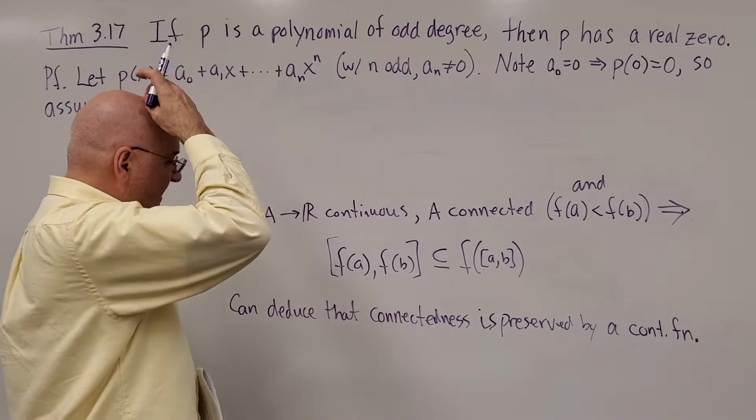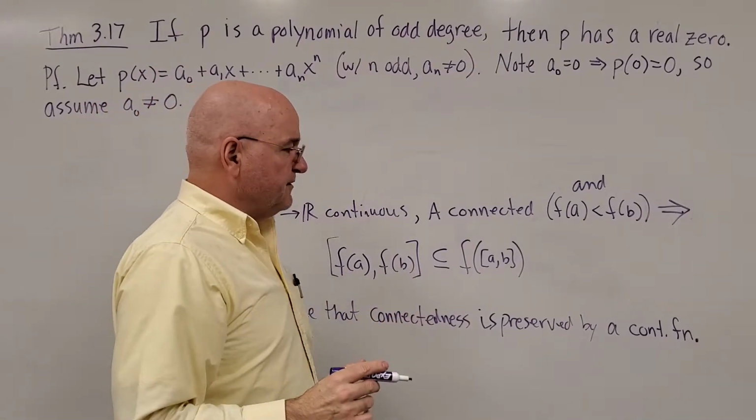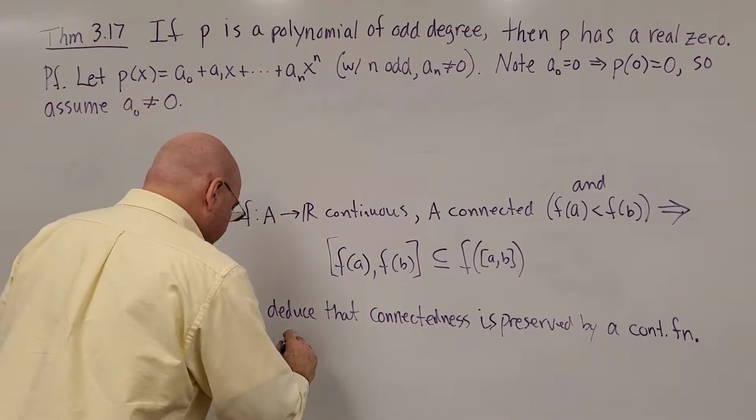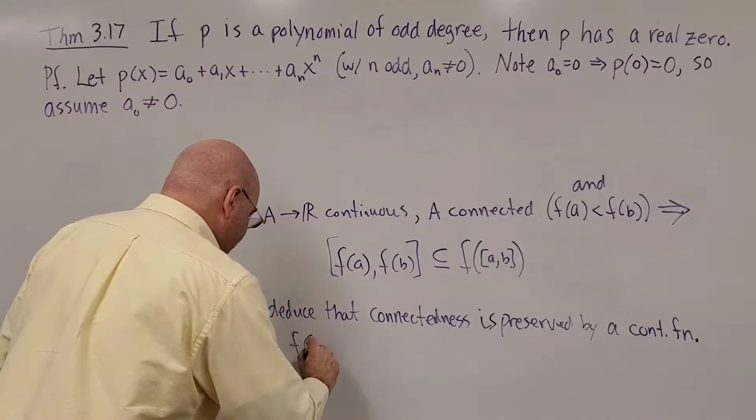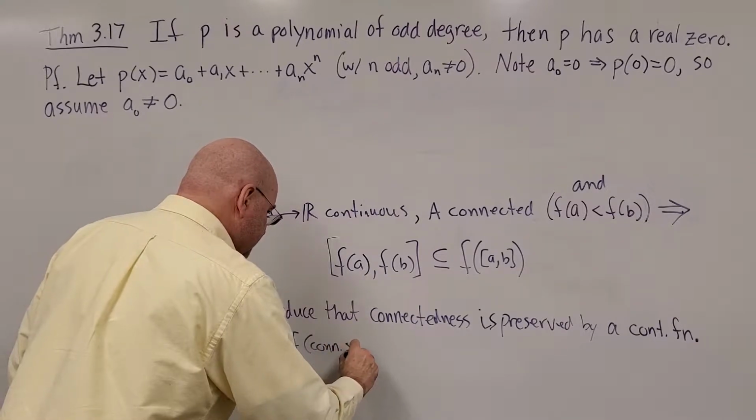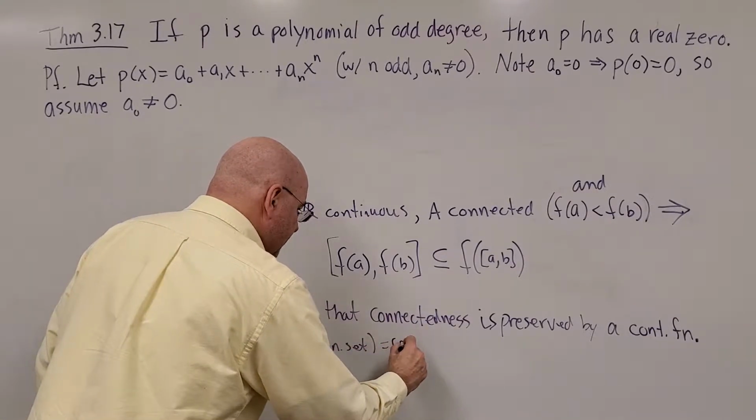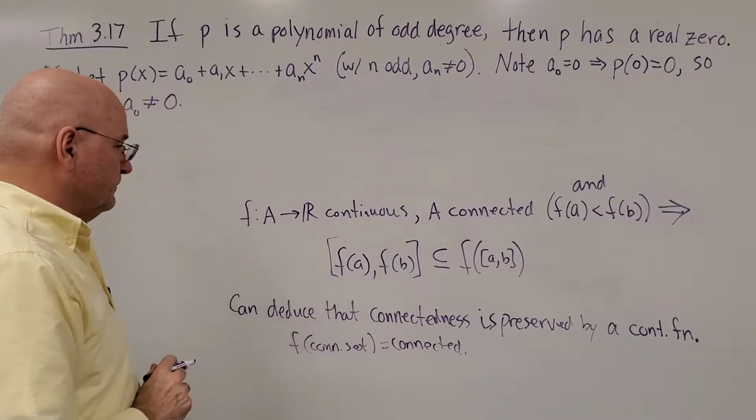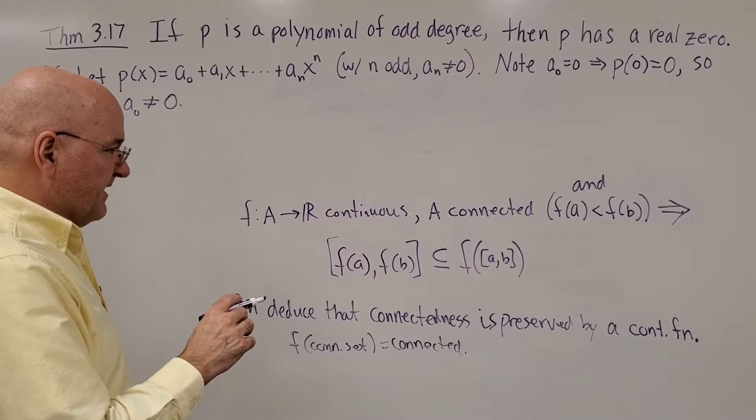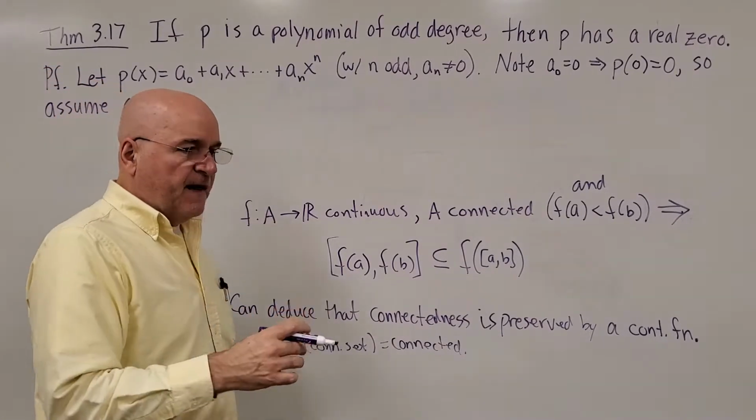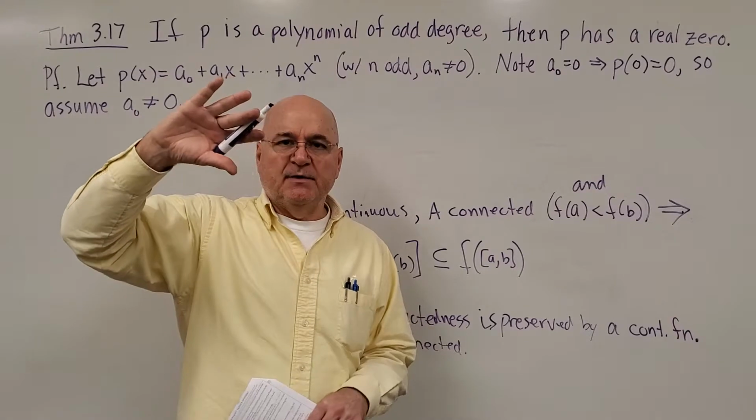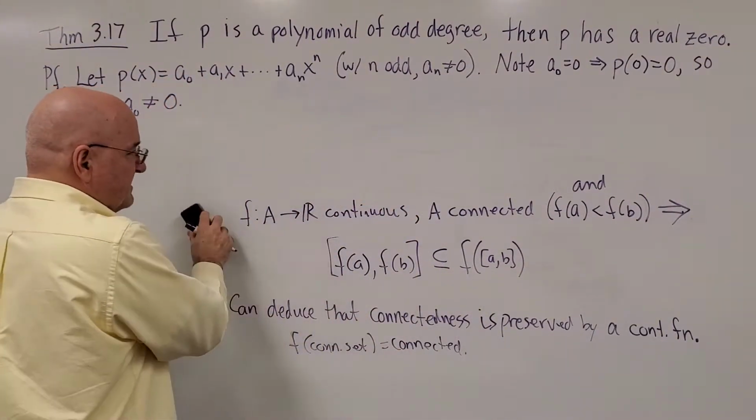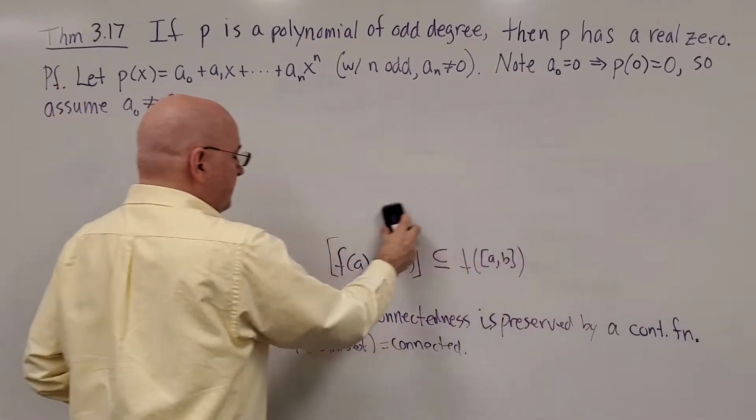And we can deduce from that that connectedness is preserved by a continuous function. So very, very informally, I could say f of a connected set is equal to another connected set. Connectedness is preserved by a continuous function. So in a continuous function, f of an interval will give you an interval, because remember that connected sets all have the form of an interval.